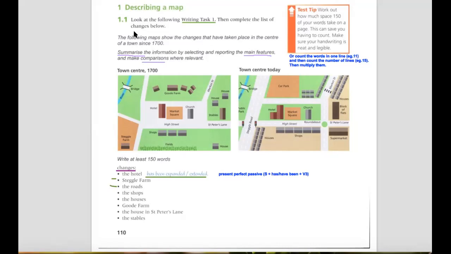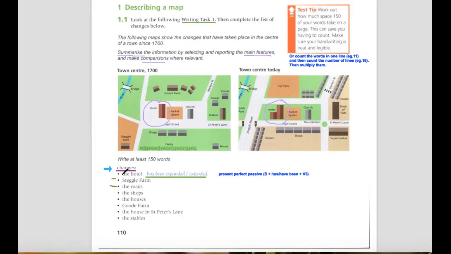Right, so let's have a look at these over here. We're going to look at how we can talk about changes. And there's a few different ways we can talk about changes. The tense that's been used here, they're talking about the hotel. So looking at 1700, the hotel is over here. And now today the hotel is like this. So obviously the hotel has changed. So we need to think about how we can describe the change that's happened.